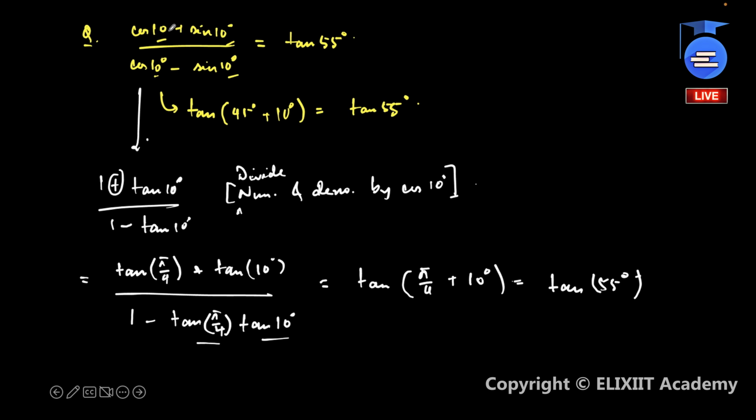Otherwise, if you know the format cos theta plus sin theta upon cos theta minus sin theta, directly you have to express this in terms of tan. So directly you will write this as tan 55 degree. Why? Because we know the format already: cos theta plus sin theta upon cos theta minus sin theta is tan 45 plus theta, tan pi by 4 plus theta, which is tan 55 degree.